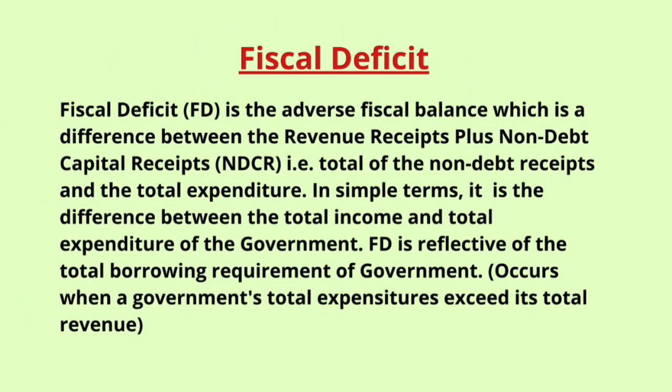Fiscal deficit, FD. Fiscal deficit is the adverse fiscal balance, which is the difference between the revenue receipts plus non-debt capital receipts, that is, total of the non-debt receipts, and the total expenditure. In simple terms, it is the difference between the total income and total expenditure of the government. Fiscal deficit is reflective of the total borrowing requirement of the government. It occurs when a government's total expenditures exceed its total revenue.